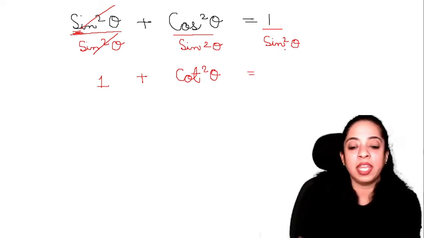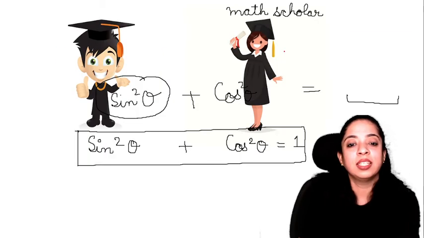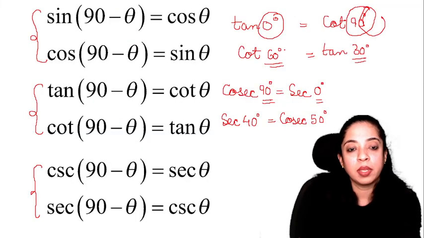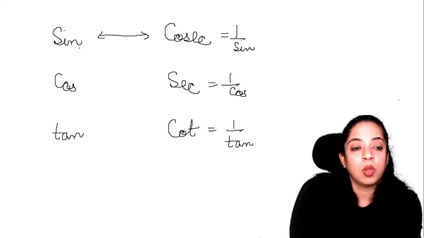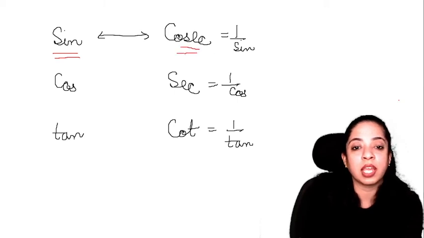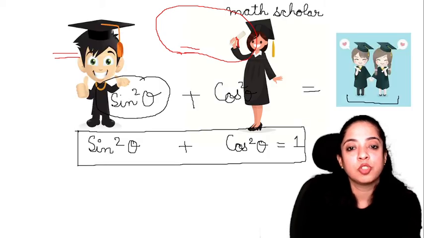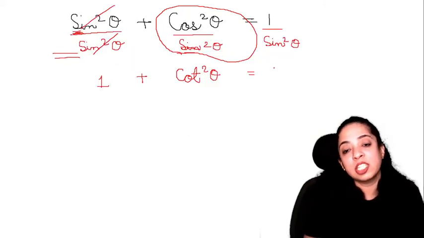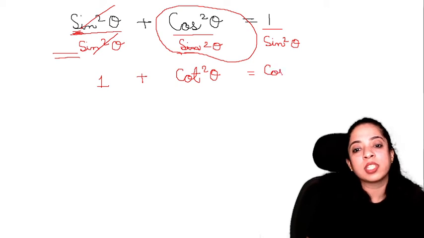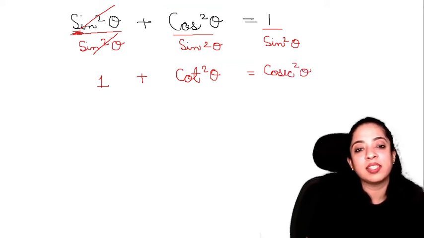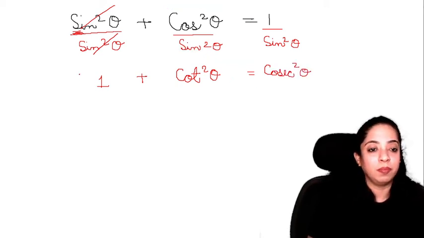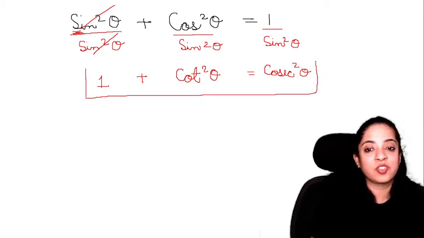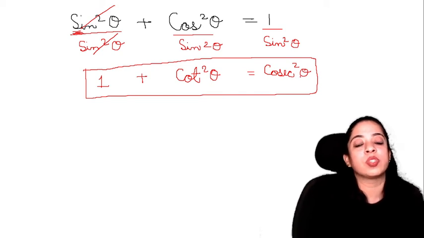Now 1 by sine. What is the reciprocal of sine? Look again, I am going back to the reciprocal relationships. The reciprocal of sine was cosec. Can you see? 1 by sine was cosec. So 1 by sine square theta will be cosec square theta. Is that clear? So this is our next trigonometric identity: 1 plus cot square theta is cosec square theta.